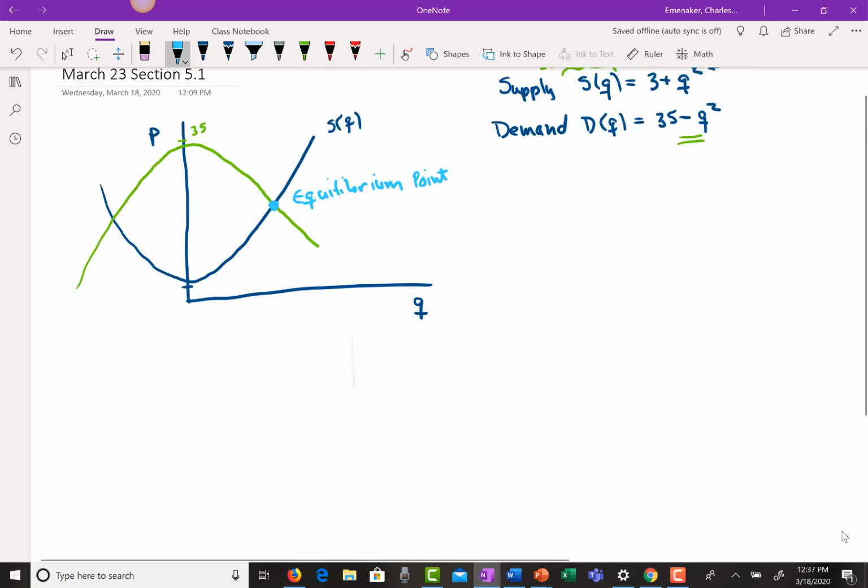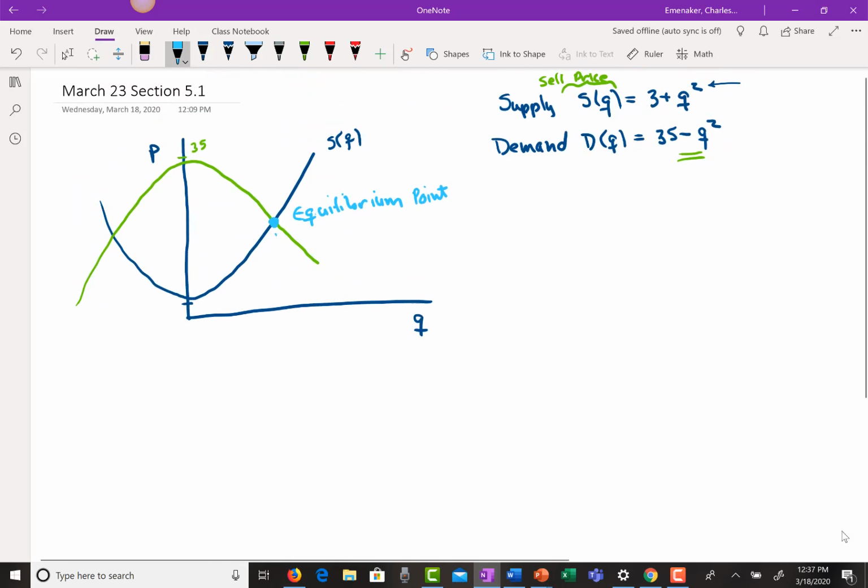In this case, we have an equilibrium point with a value down here we'll call Q star. Q star is the number of units being sold at that equilibrium price. P star is the price at which these units are being sold. Now, something to notice is if you look at the dotted lines from Q star and P star, it forms a rectangle.